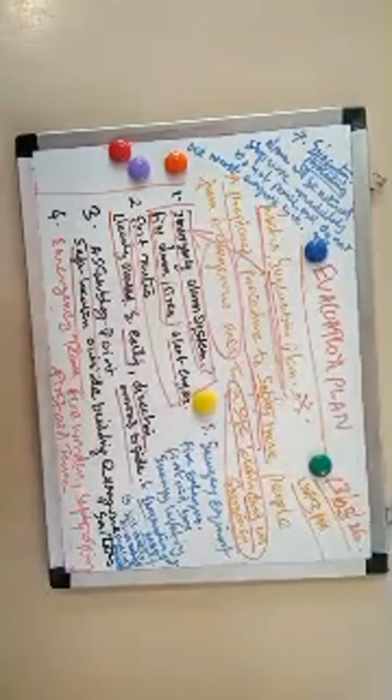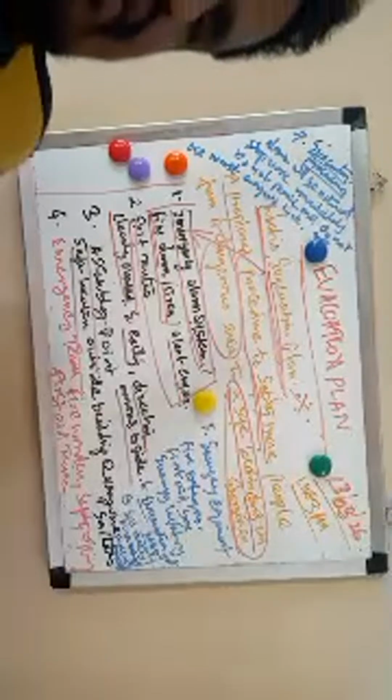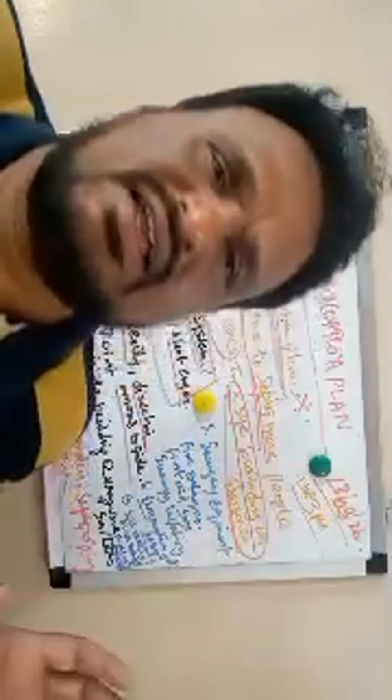Then the assembly point. The assembly point is also mentioned in this evacuation plan. It is a safe location outside the building, where everyone gathers. It's not very near to the building. It's outside the building, a safe location with no building around, where people can easily and safely gather. That location is called the assembly point. At the assembly point, people gather and there will also be a head count. Everyone assembles there at the assembly point.